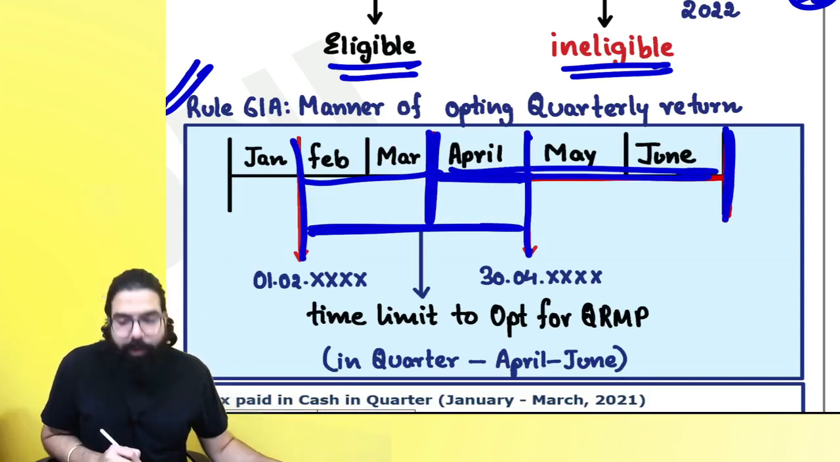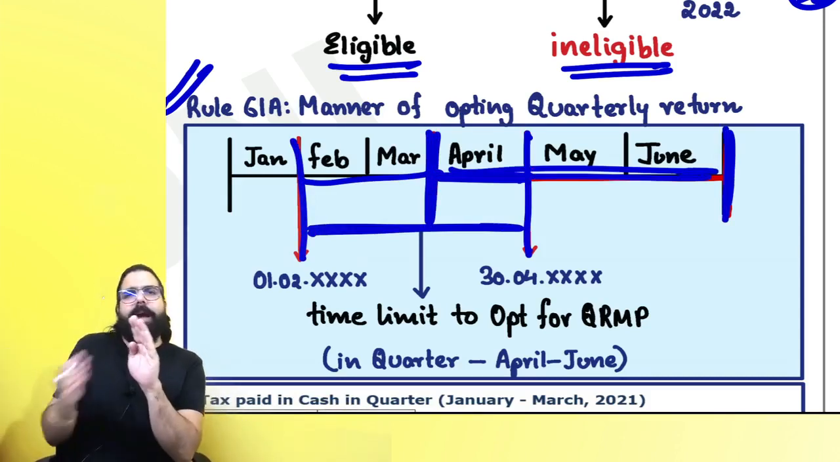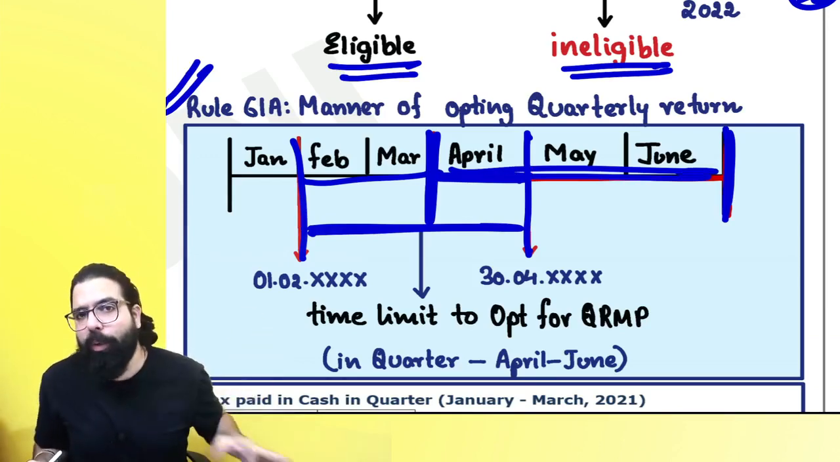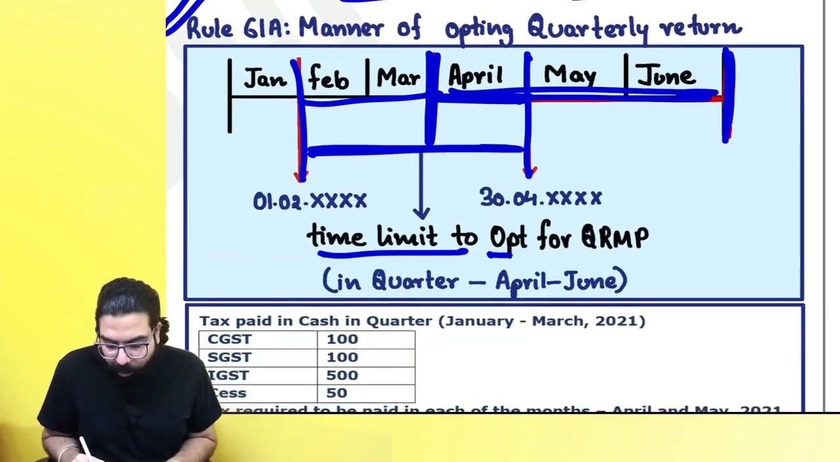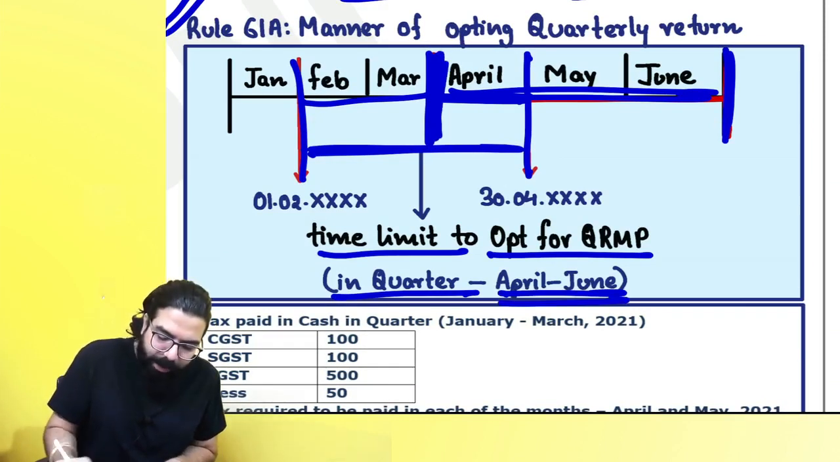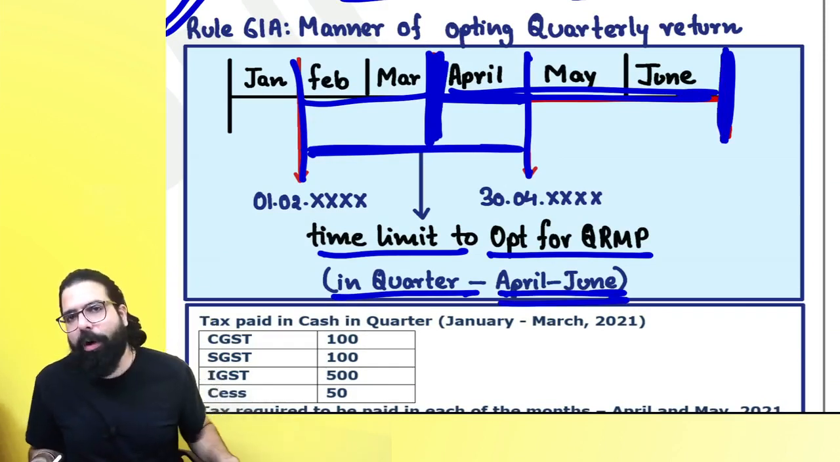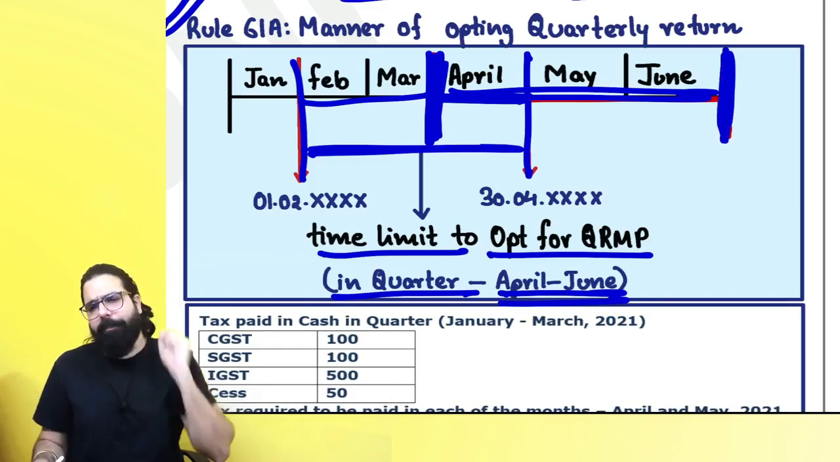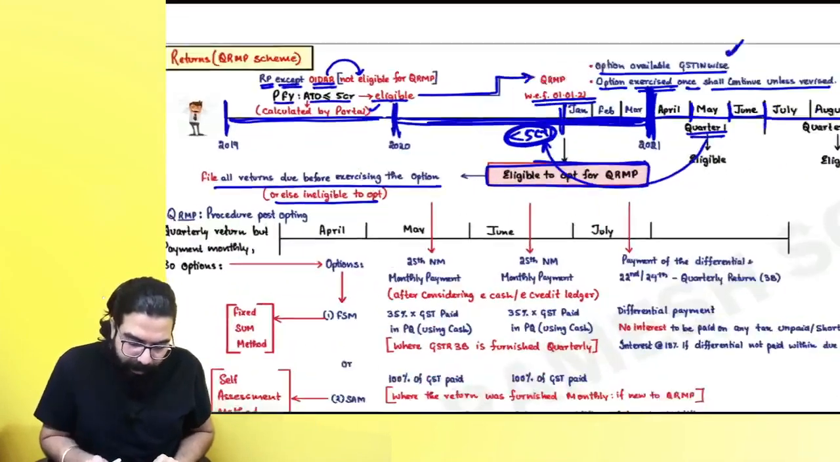If you want, you can opt for the scheme 2 months prior and 1 month later. This is the time limit you have to opt for the QRMP scheme in the quarter April to June. Basically, for the quarter April to June, you will be able to opt for the QRMP scheme. Done, sir. Everyone over here now.